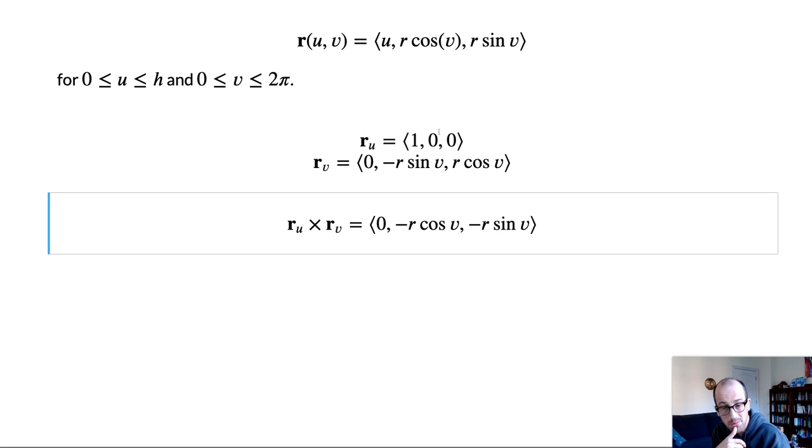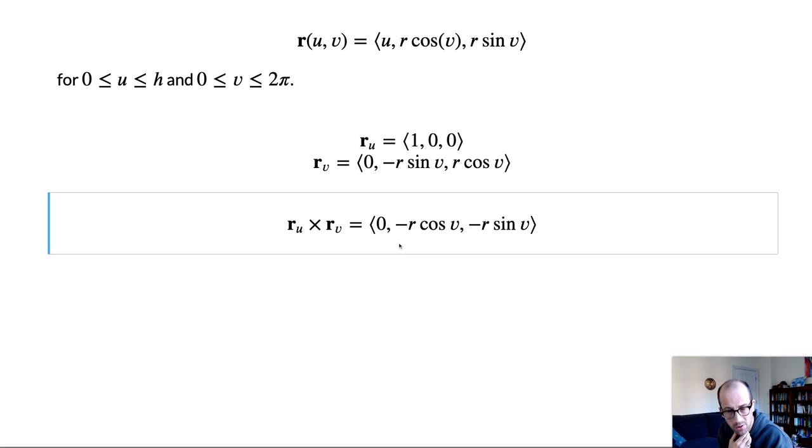Well, RU, remember, is tangent to my surface. RV is tangent to my surface. And if I take a cross product, I get something orthogonal to both of them. So this vector here should be orthogonal to my surface. And that's going to be very useful in the future. For now, it's just a mechanism to check that you've done things right. Right? Is this thing orthogonal to my surface? And if you look at it, it does make sense here.